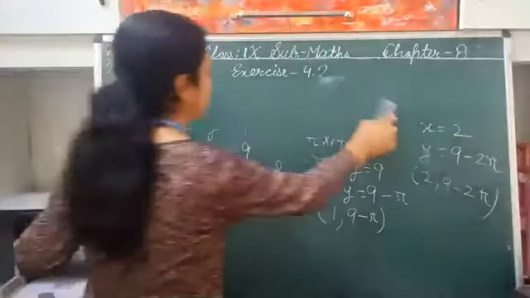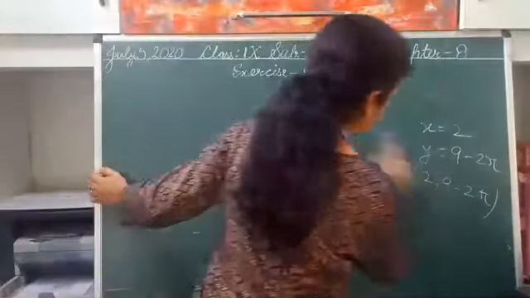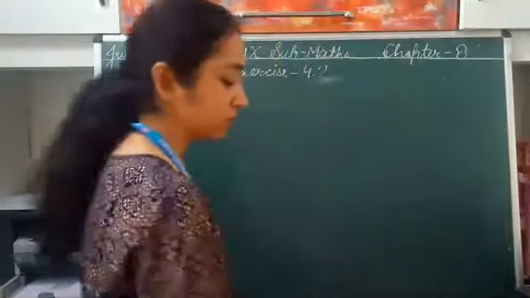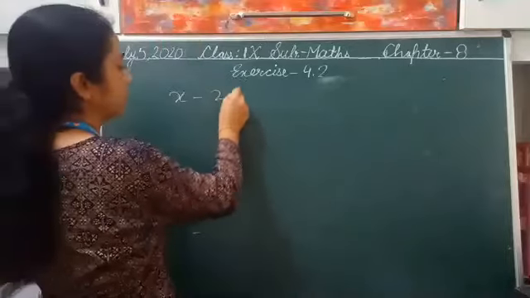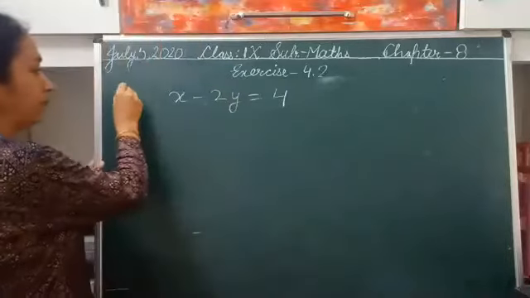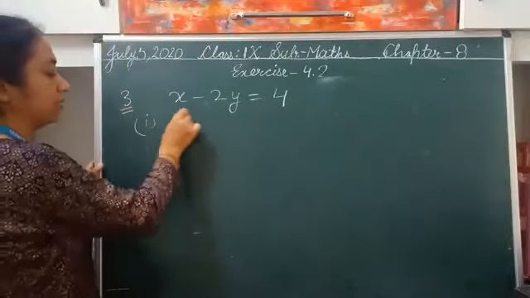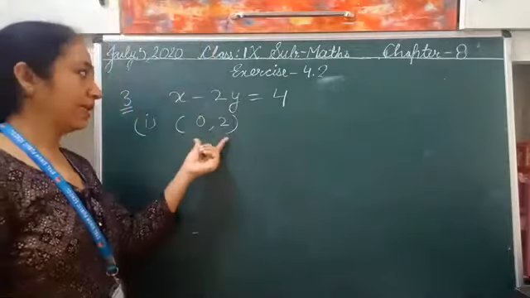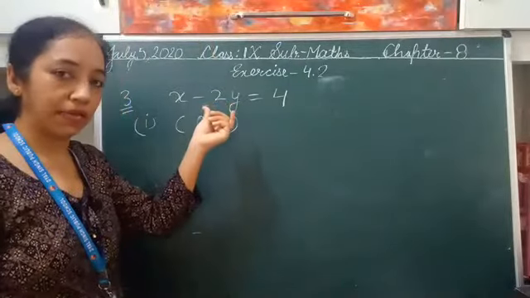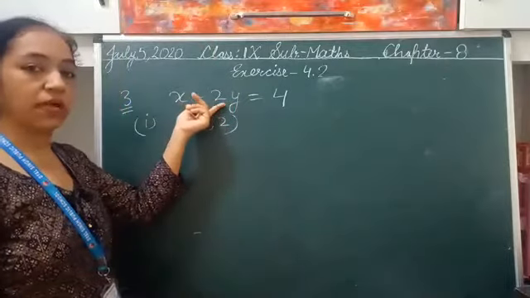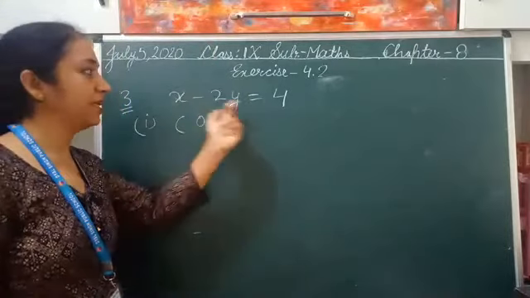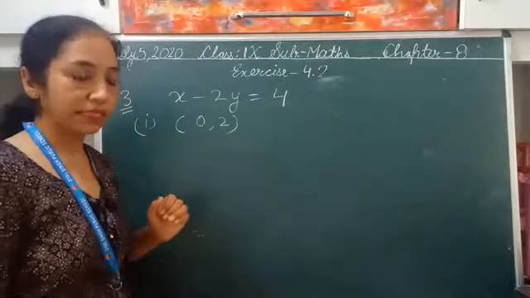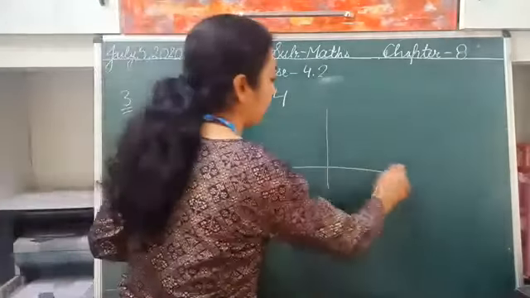Now we are coming to the third question. Check whether the following are the solutions of the given equation or not. The given equation is x minus 2y is equal to 4. Third question, first part: you have to check whether 0, 2 is the solution of this equation or not. Is it a solution of this equation or not? That means if we draw the graph of this equation, as I told you before, if it is a linear equation then we can draw a line, which we are going to do in the next exercise.